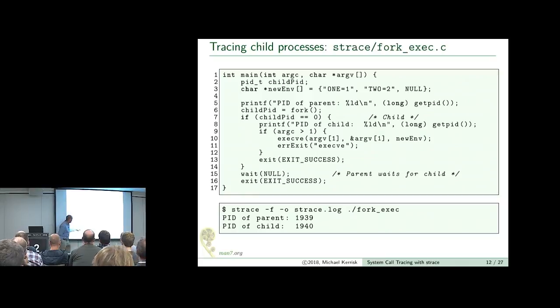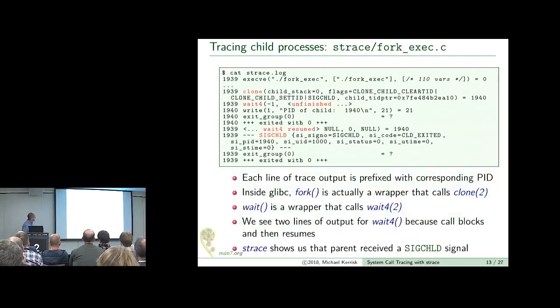And I run the program here, no argument, so it doesn't try and exec any other program. So there's going to be a fork to create a child process. The child process is going to print a message and then terminate. Meanwhile, the parent is going to wait for the child to terminate, and then the parent terminates as well. Helpfully, my program, the two processes print out their PIDs, so we can match that up in the strace log.